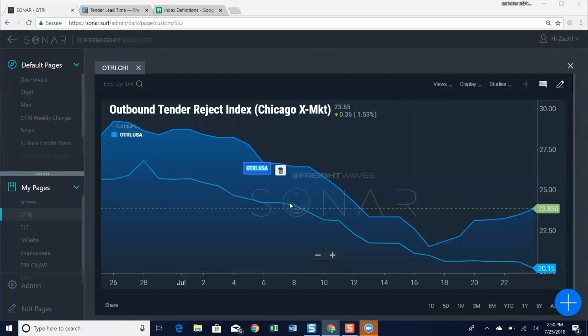We do have coming out in August as well, which has been something that we've been asked to add by several different customers, origin destination pairs by tender rejection percentage. So you will be able to take these various, as we're looking at here, the Chicago X market, you'll be able to search outbound tender reject index, Chicago to Atlanta, for example, or Atlanta to Chicago. So that will be, I'm sure, something that a lot of you will find very useful.